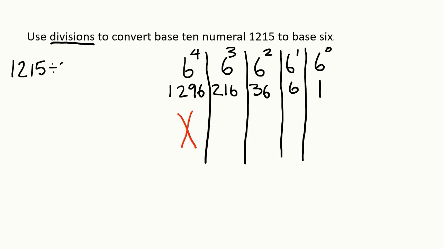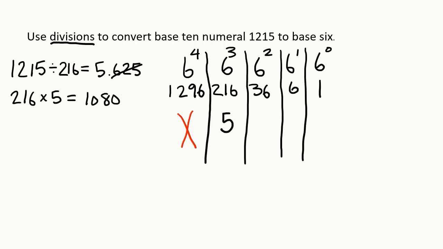1215 divided by 216 is equal to 5.625. Ignore the decimal expansion part and just look at the whole number value, the 5. This tells us it takes 5 whole 216s to represent the quantity 1215. 216 times 5 is 1080. This first column represents 1080 of our 1215. We're going to subtract that from our numeral, and we end up with the difference of 215.